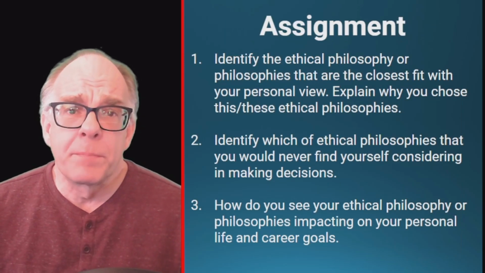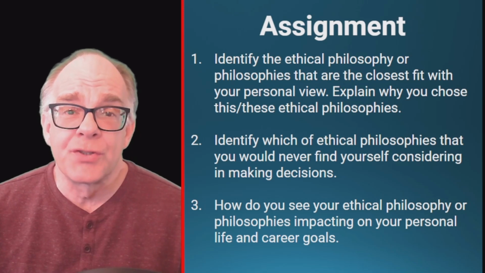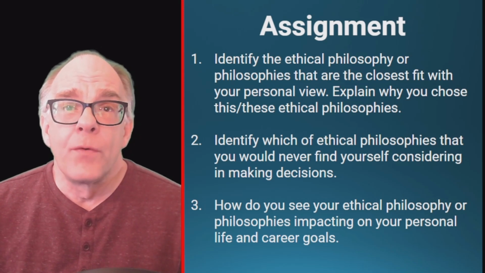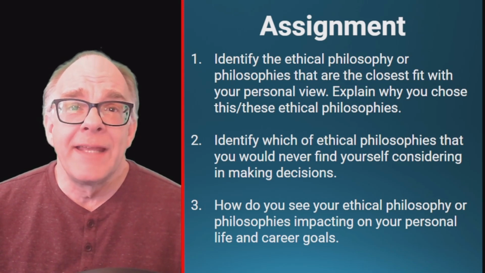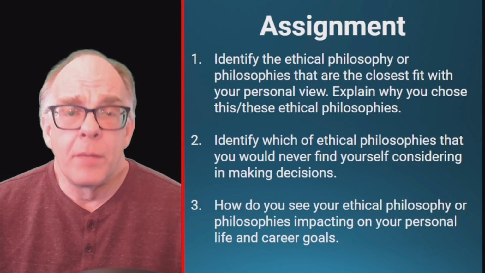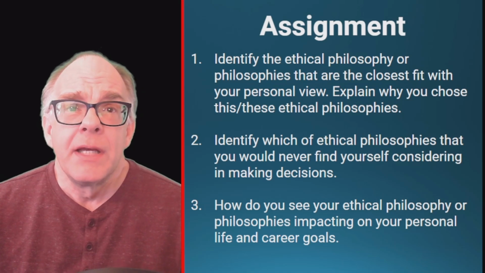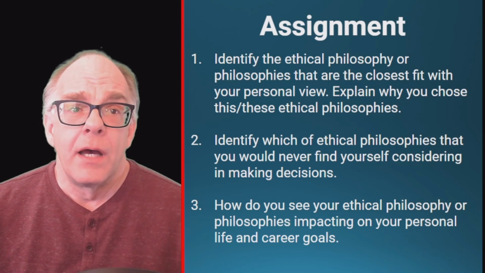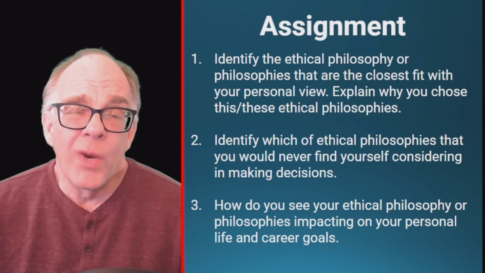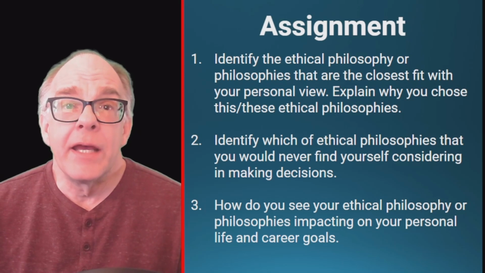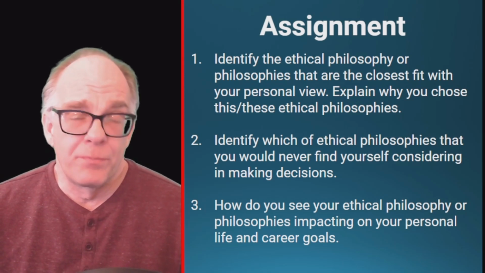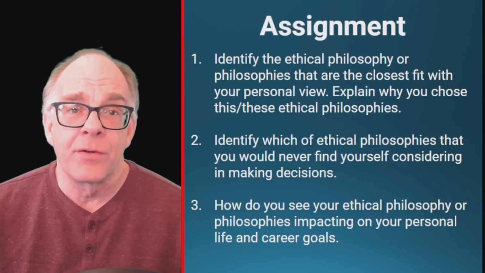Now, there are 3 basic parts to this assignment, and they're described as well in the handout that's available. First off, what I would like you to do is identify the ethical philosophy, or in reality, the ethical philosophies, multiple ethical systems, that are the closest fit to your own personal view. And so identify what you connect with. And then again, provide evidence for that. So explain why you chose this or probably these ethical systems or ethical philosophies.